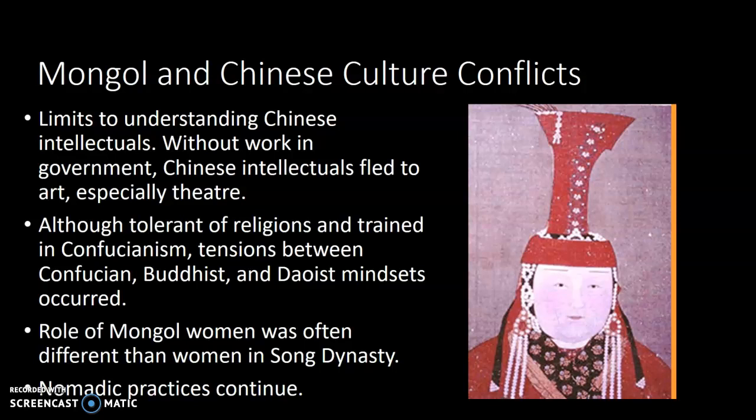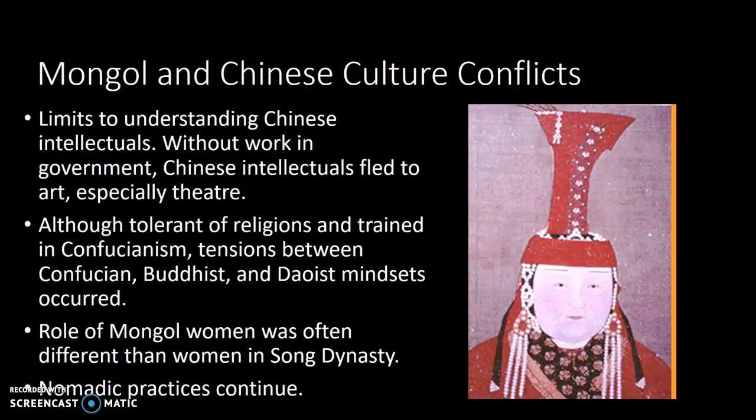And just note that the role of Mongol women is sometimes argued to be a little bit different than the role of women in Song Dynasty China. So where a lot of historians might suggest that women in Chinese society and the Song Dynasty, especially upper class women, are often not given as powerful a public position in society. Some of this might be because of the nature of the family unit, patriarchal bounds being expressed. We see foot binding in this time.